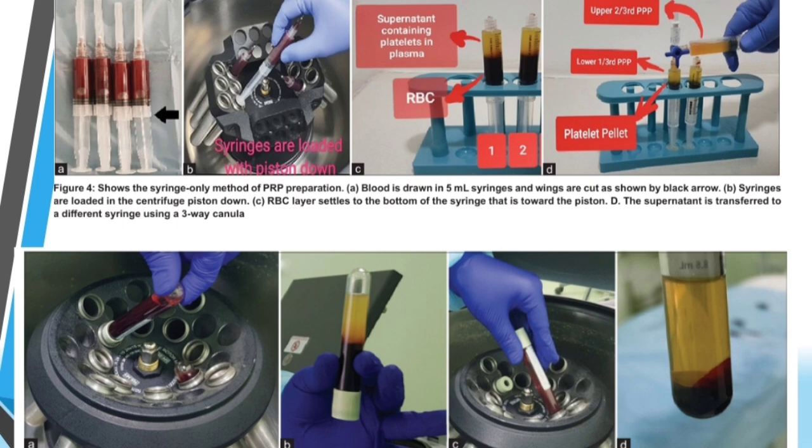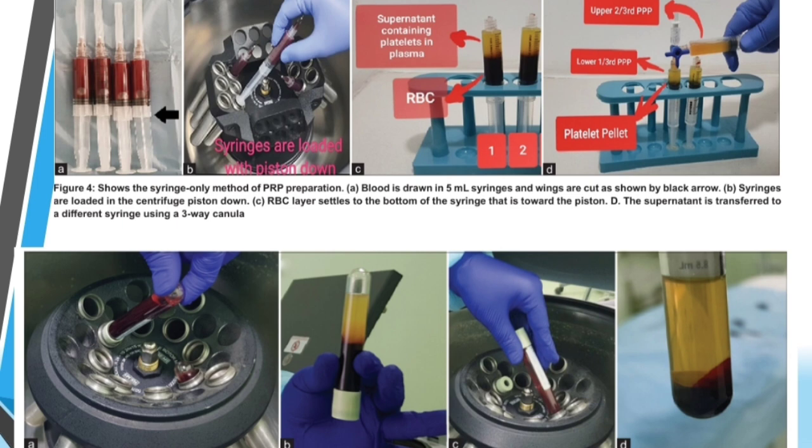is drawn in 5 ml syringes, and the syringes are loaded in the centrifuge with the piston down. RBCs settle at the bottom of the syringe, that is toward the piston. The supernatant is transferred to a different syringe using a 3-way cannula, and the PRP can be used for further procedure. The next one is the turn down, turn up method of preparation of PRP. The vacutainer is placed in the centrifuge top down. RBCs sediment toward the rubber stopper and are extracted with a 10 cc syringe. The vacutainer is placed in regular fashion for the second spin, and PRP is prepared.